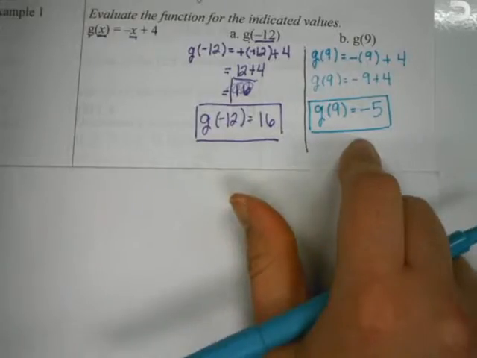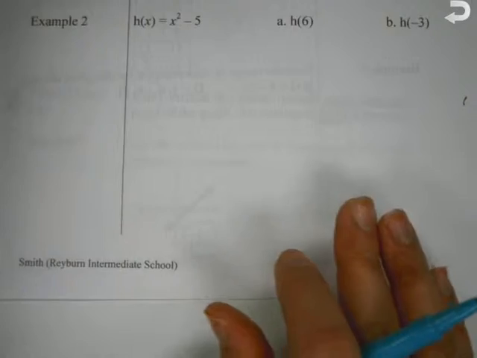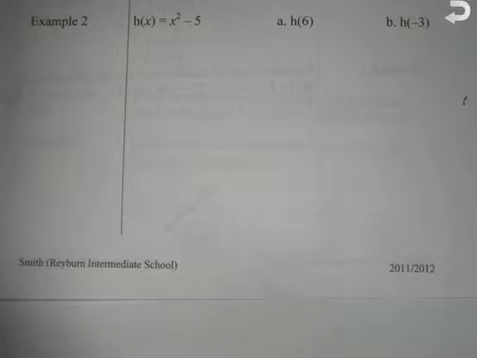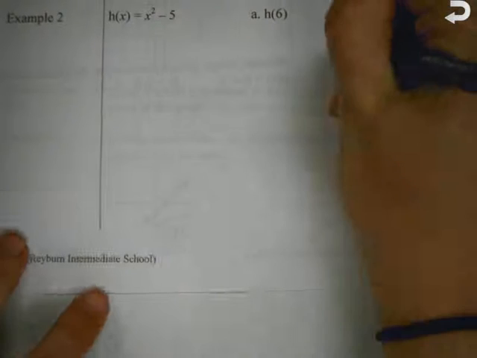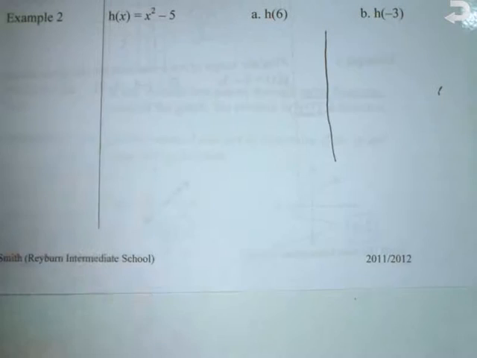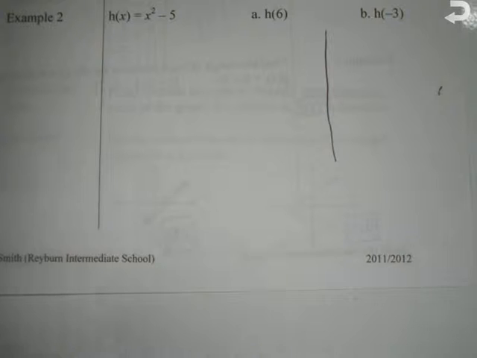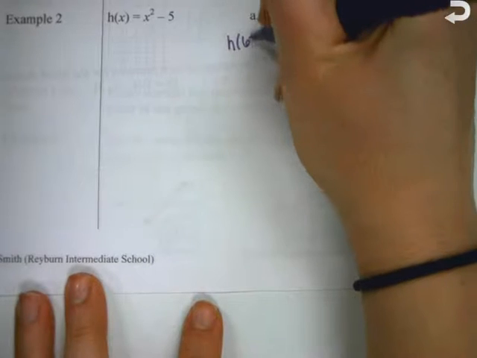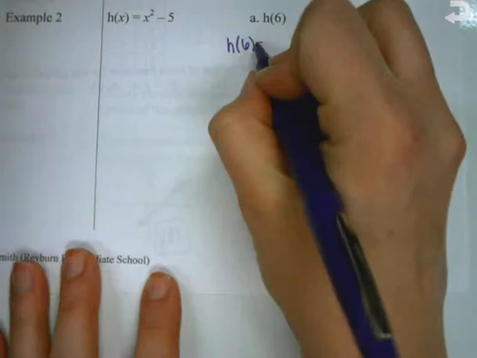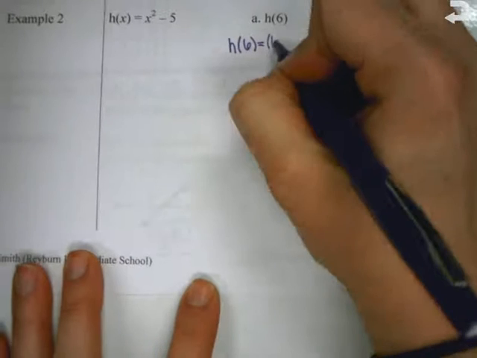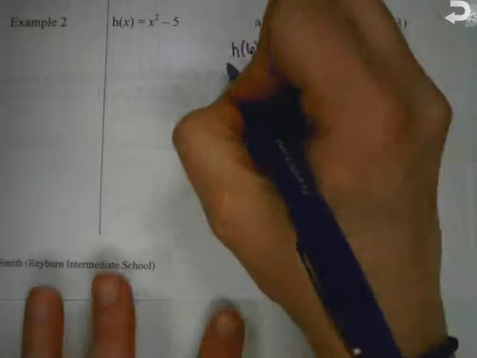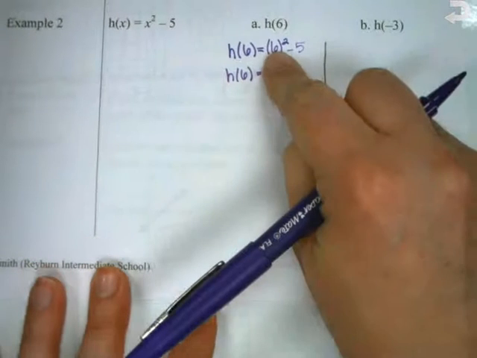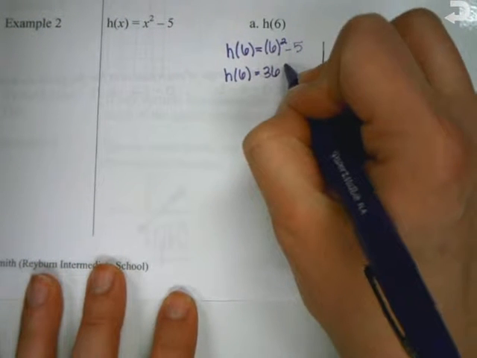So example 2, h of x is equal to x squared minus 5. I want you to find h of 6. So we're going to take 6 and plug it in for what? For x. So we write h of 6 equals, and I want you to put in parentheses every time, 6 squared minus 5. So I just substituted 6 in for x. So h of 6 equals, what's 6 squared? 36 minus 5. So h of 6 is equal to 31. That's my answer.